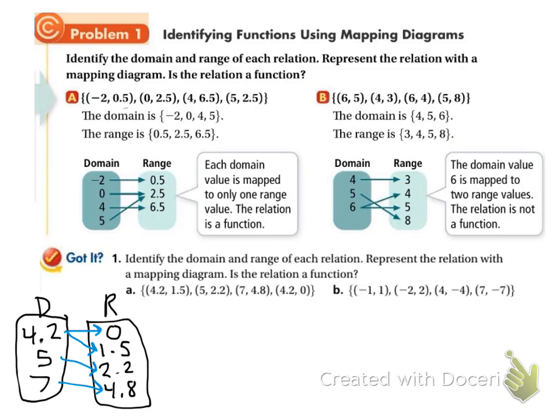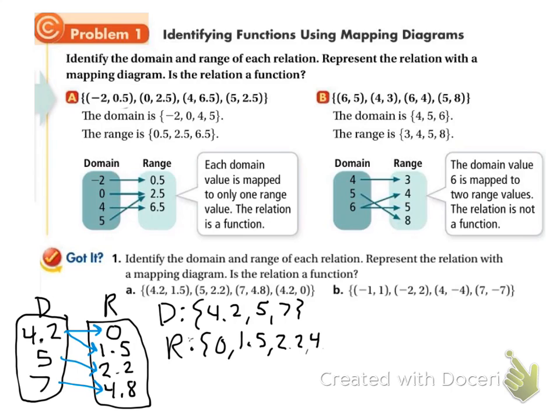This is not a function, because sometimes 4.2 goes to 0 and sometimes 4.2 goes to 1.5. Sorry, they also wanted me to identify the domain, so I'll write these out as a set as well. We've got 4.2, 5, and 7. And for my range, I've got 0, 1.5, 2.2, and 4.8.